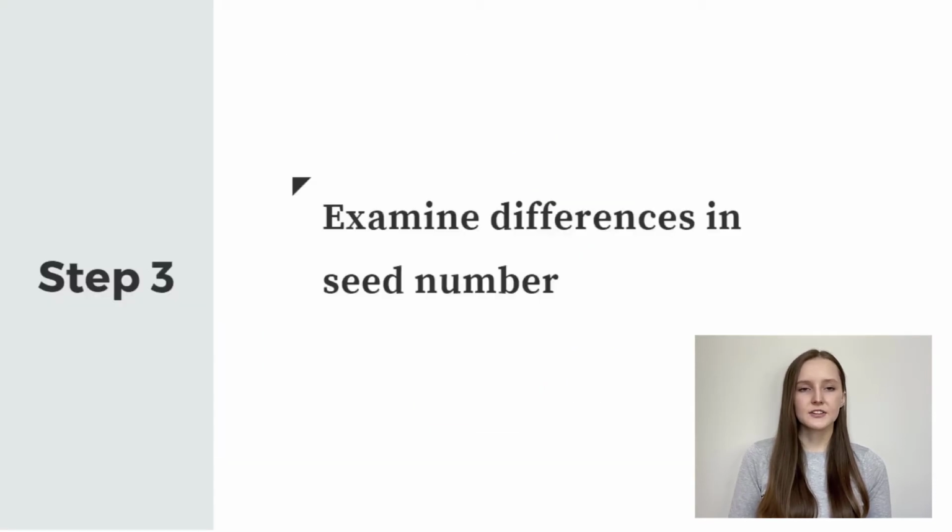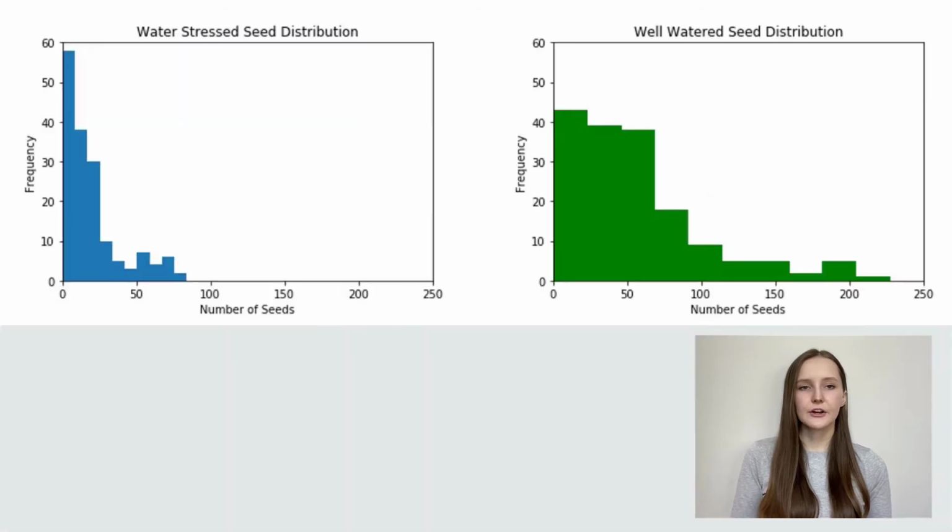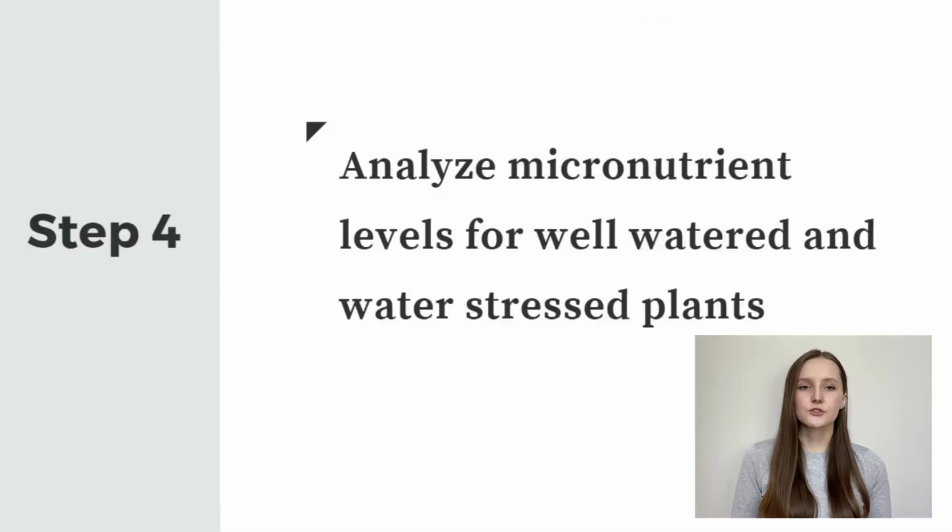The next step in my analysis was to look at the seed number. Here you can see that the well-watered plants produce much higher quantities of seeds than the water-stressed plants. The next question was to address how these differences in water levels affect the common beans' micronutrient levels. We sent off 71 common beans to a lab for their micronutrient contents to be measured for 12 different micronutrients.